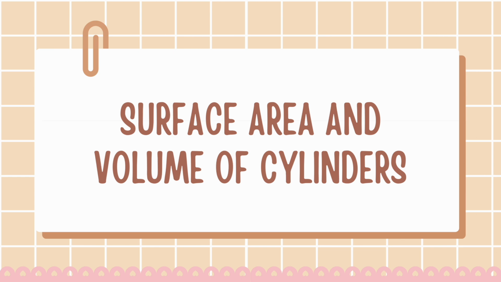Hi, today we're going to be learning how to calculate the surface area and volume of cylinders. Before we do that, let's first start with a review of how to calculate the area and circumference of a circle. So we're going to start off with area. The area formula for a circle is pi r squared. Remember, area represents the space inside of a shape.